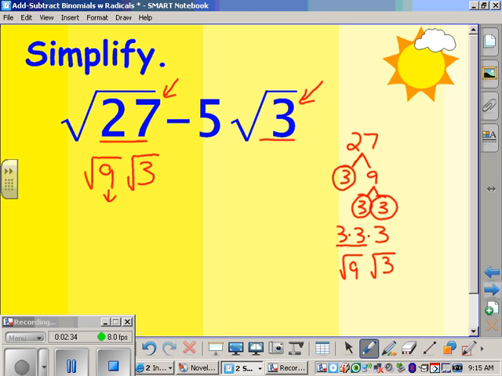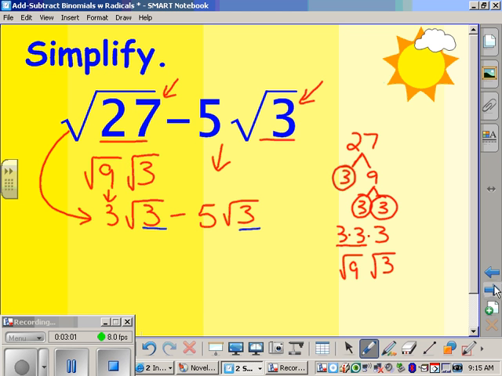From here, since radical 9 is a perfect square, we will take its square root and get a 3, and then drop down the radical 3. So radical 27 has now changed into 3 radical 3. Now we're going to drop down the minus 5 radical 3 because we can see that the radicals now match, so we now have like terms, and so we can now combine them.